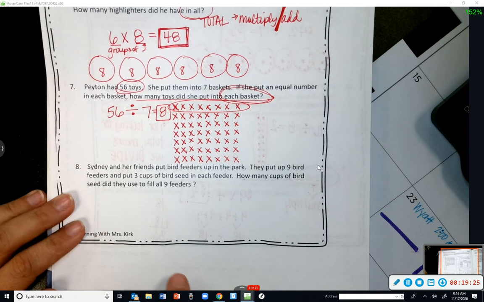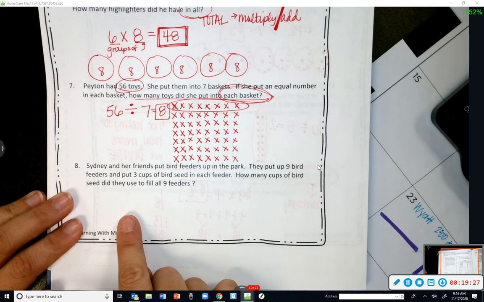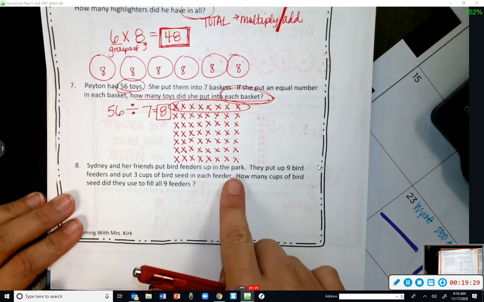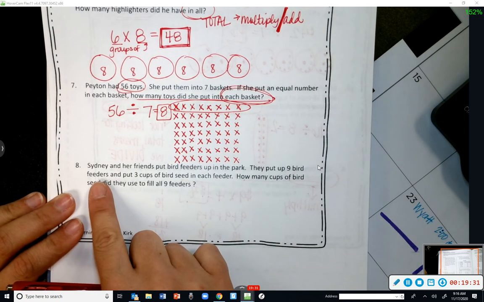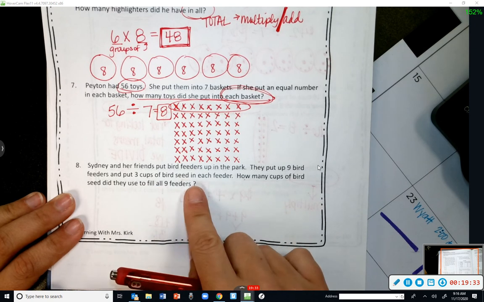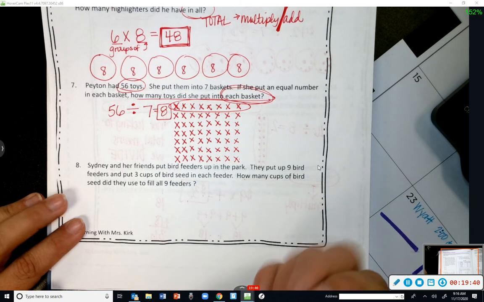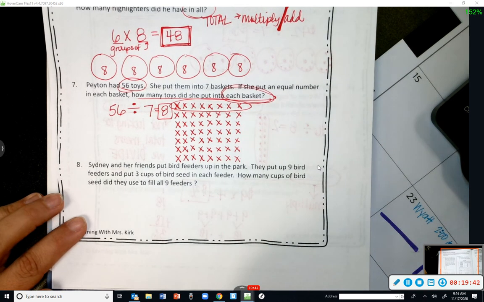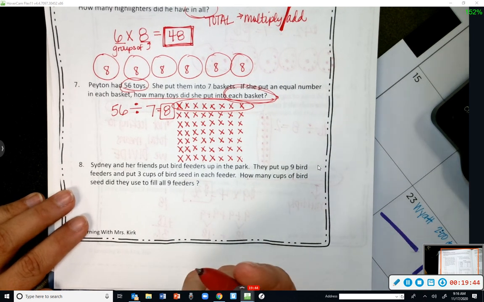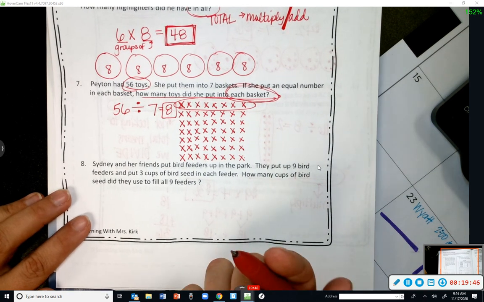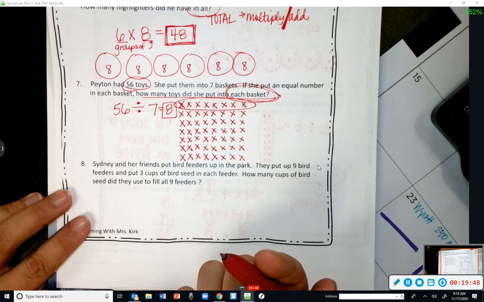Okay, last one. Sydney and her friends put bird feeders up in the park. They put up 9 bird feeders and put 3 cups of bird seed in each feeder. How many cups of bird seed did they use to fill all 9 feeders? Did they ask you to find the total amount? No. How many cups of bird seed did they use to fill all 9 feeders?